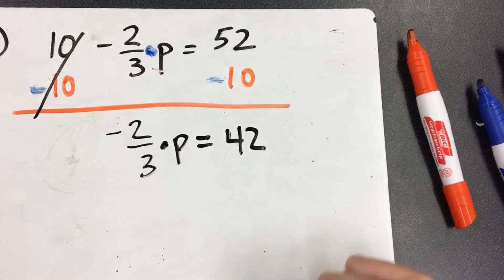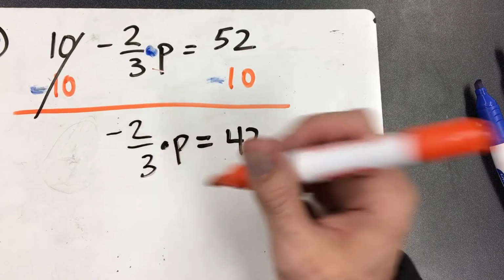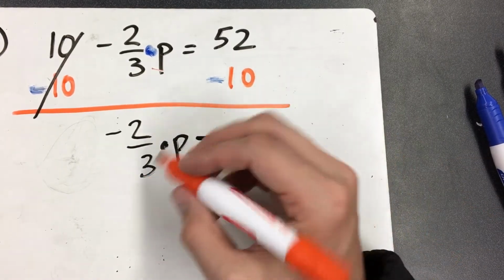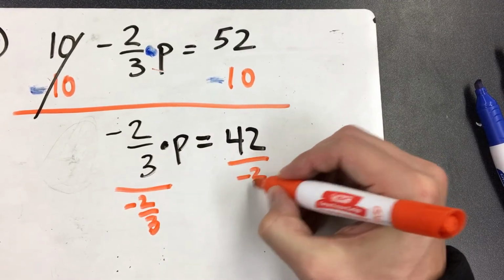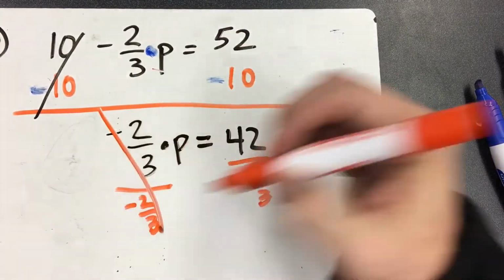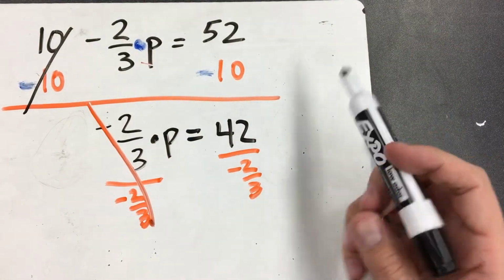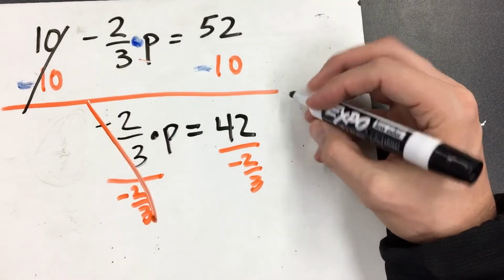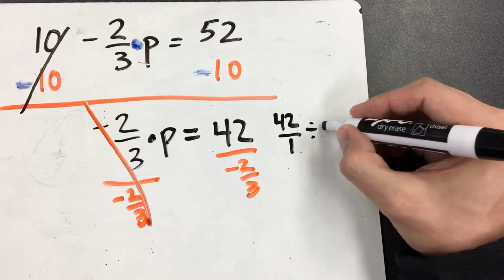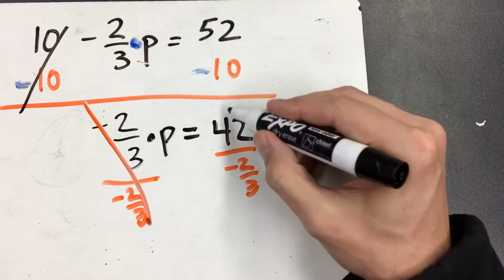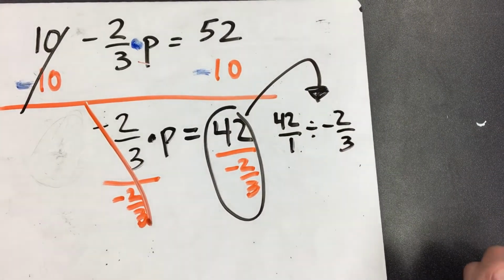And now this statement looks exactly like the last question. My letter P is being multiplied by negative 2/3. The inverse of multiplying by negative 2/3 is dividing by negative 2/3. Now, dividing by negative 2/3 looks a little weird because 42 divided by negative 2/3 is not how I'm used to writing it. I'm used to writing that like this, 42 over 1, if you need to make it a fraction, divided by negative 2/3, right? This is the same thing as this, isn't it? Just a different way to write it.